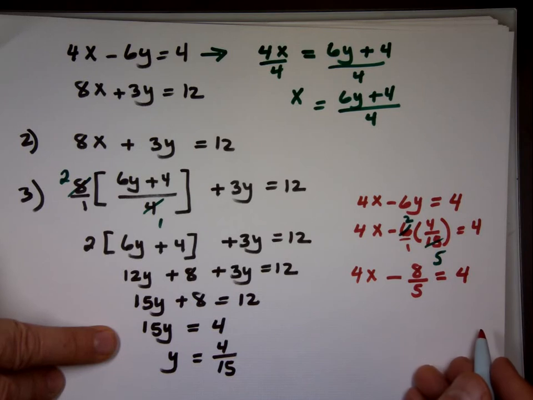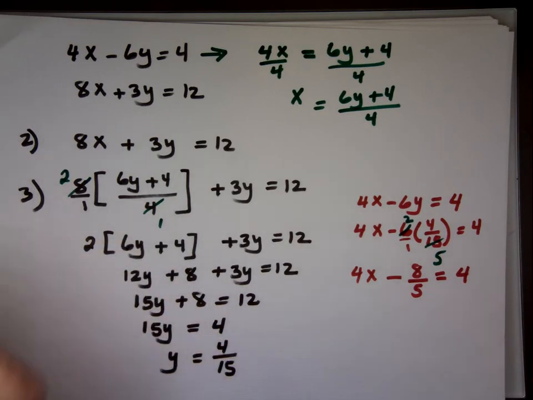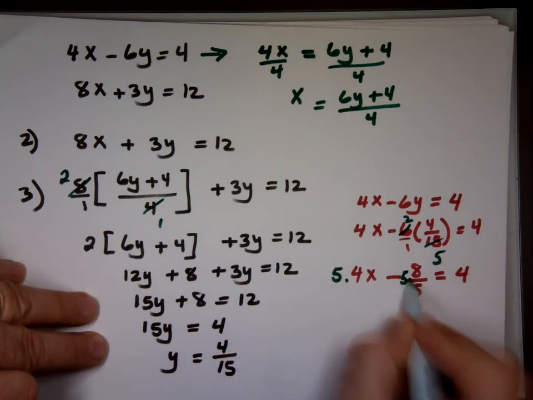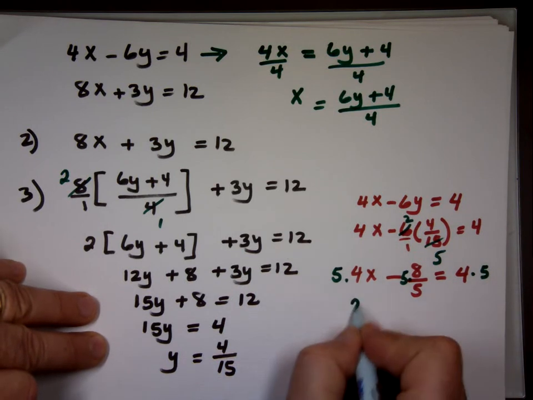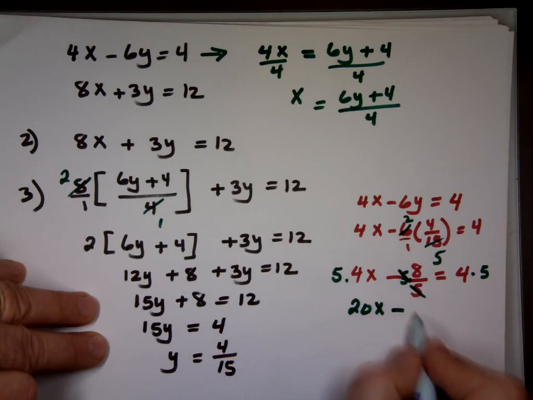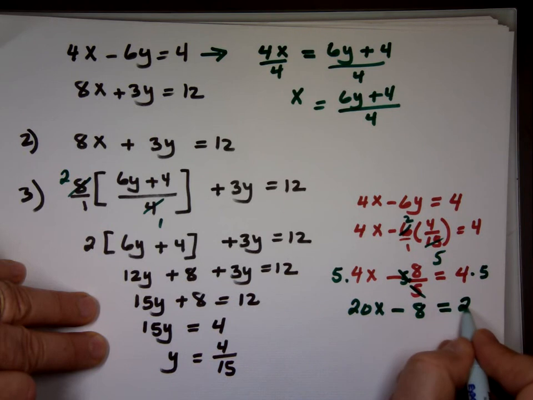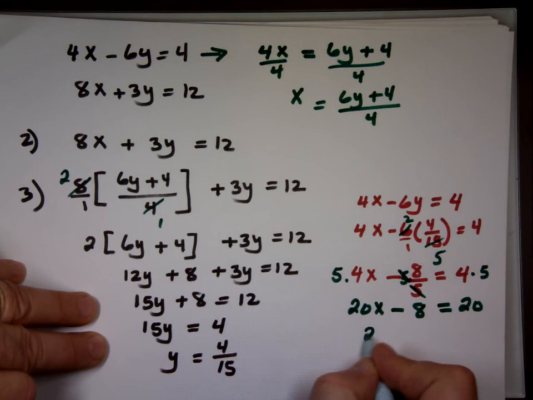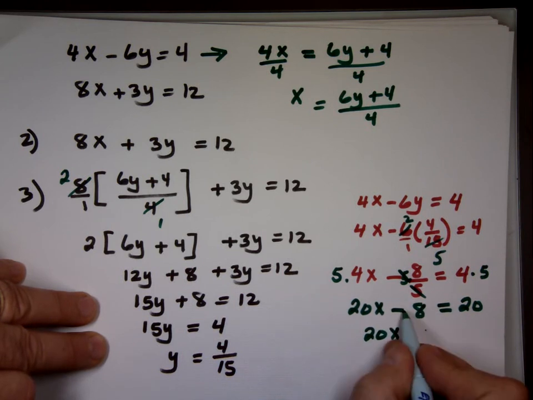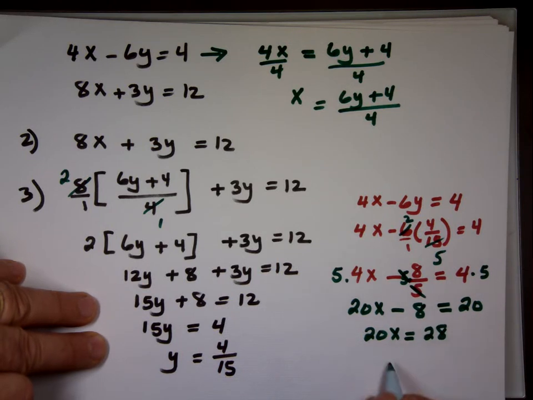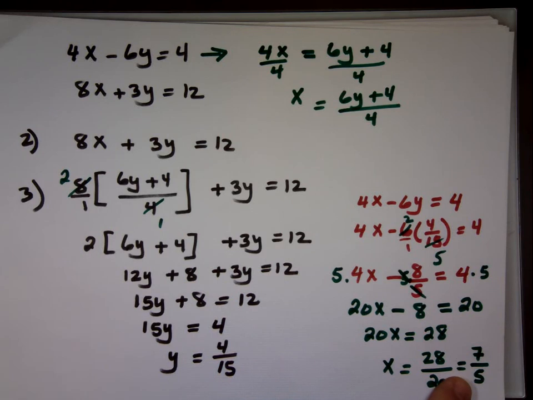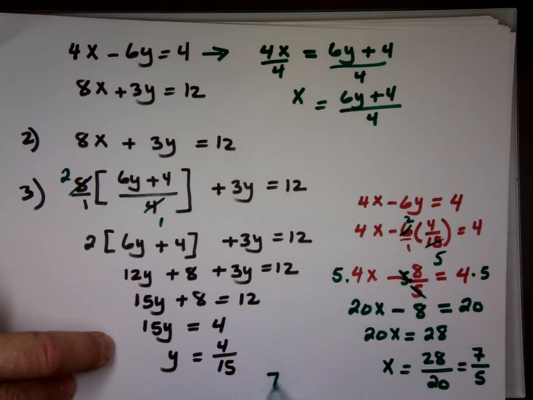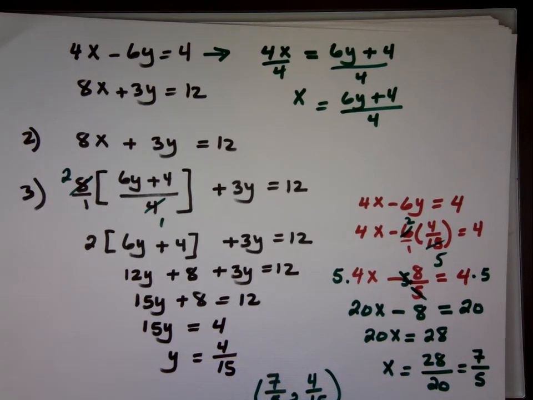If you're not really a fan of fractions, which is probably none of you, multiply every one of these by the LCD, which is 5. What's 5 times 4? 20x minus, the 5s will cancel each other out. That's an 8. What's 4 times 5? 20. Take the 8 to that side. 20x equals what? 20 plus 8, which is 28. And to solve for x, it's 28 divided by 20. You can divide by 4. That's what? 7 over 5. 1.4 happens to be, by the way. So x is 7 over 5, and y is 4 over 15. So this will give me the answer, the exact solution. No guessing, nothing.